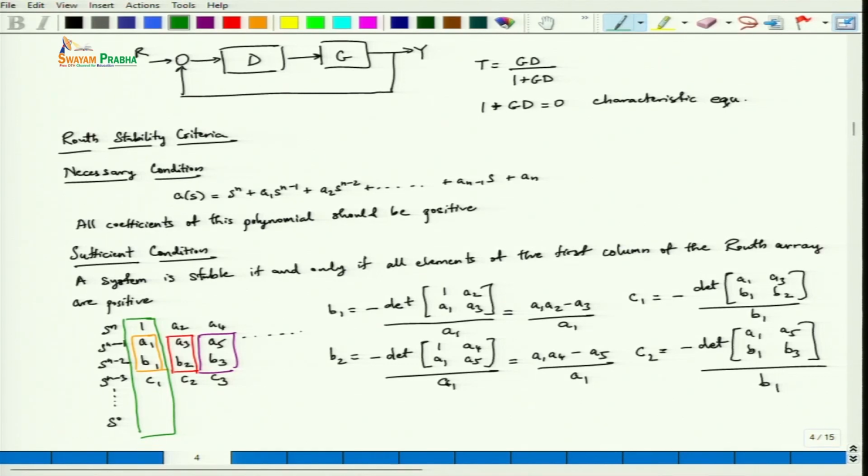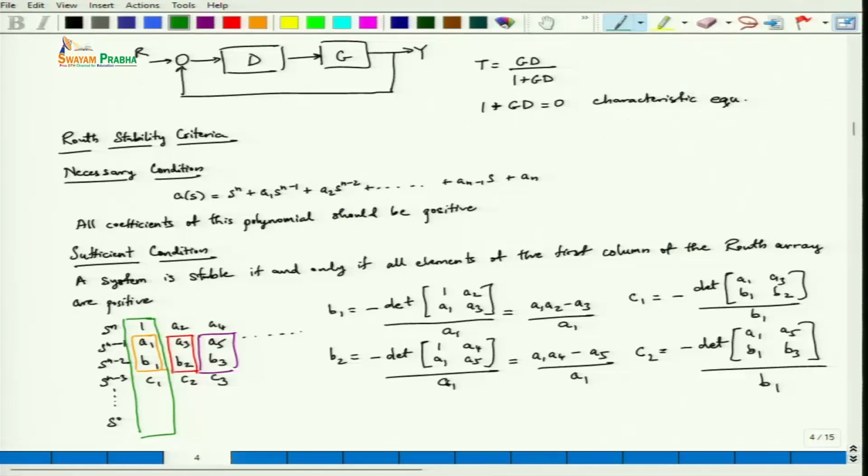If all coefficients are positive, then it is stable. If there are some coefficients which are negative, we will look at the number of sign changes, which will tell us how many unstable poles there are in the system. Now we have focused on the Routh stability criteria. We have seen the necessary condition, the sufficient condition, and how to formulate a Routh array and check for stability.